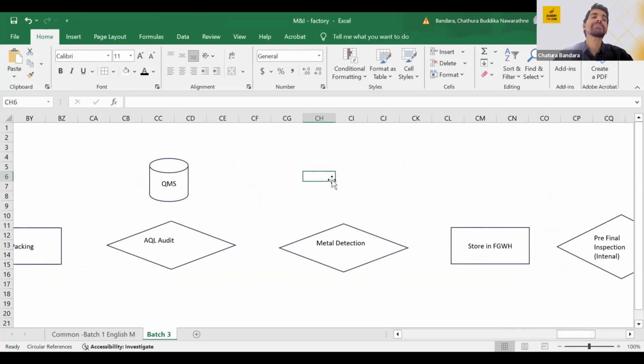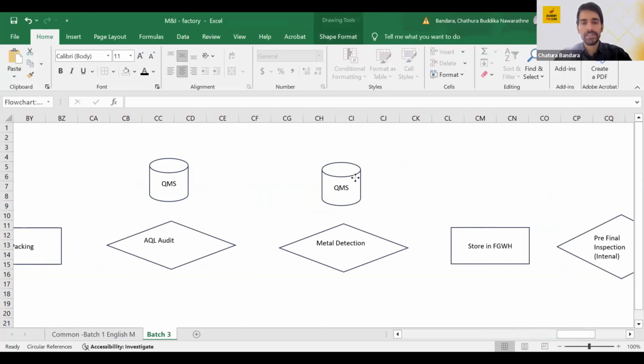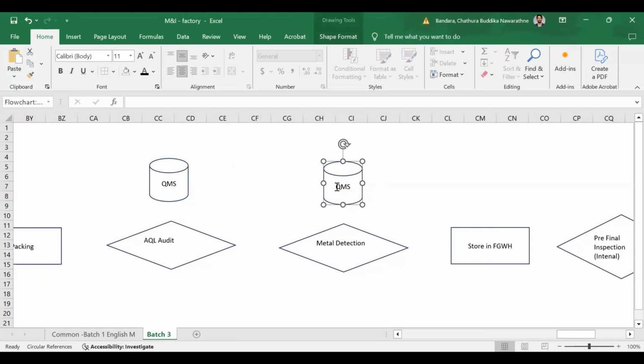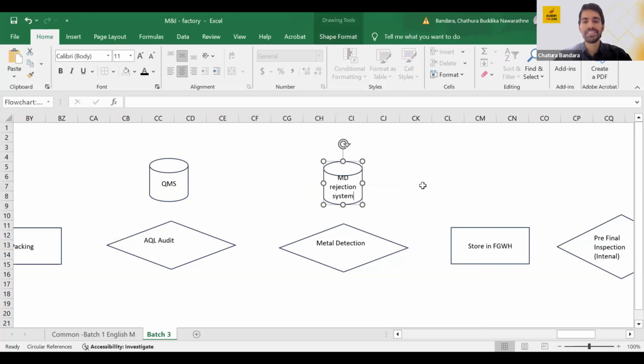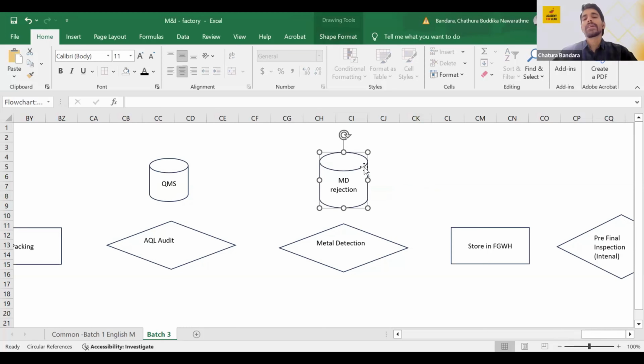And metal detection, report or system? So in our factory, it's a system. What is it called? The metal detection rejection report. Only rejection. I'll mention that. Yeah, it is a rejection report, because whatever we get rejected in metal detection, we make one report for those garments before sending them to the destroy red box. So it's a system, right? Yeah, right, system.